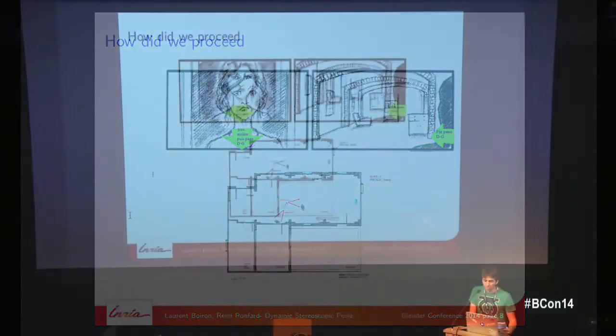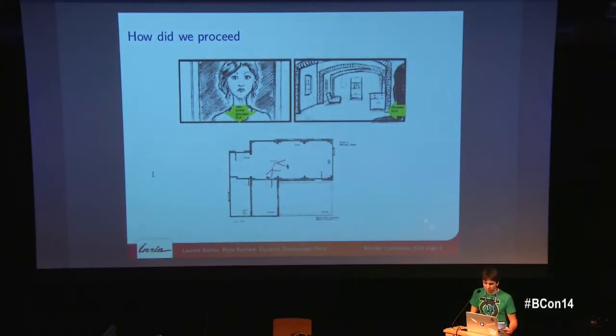So this is the storyboard we used to do our Previz. As you can see, there are some indications of the starting point of the camera, the ending, and there are some green arrows to say what happens in between. And you also have a top view of the set.